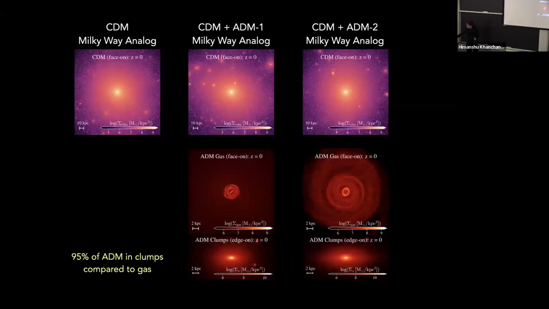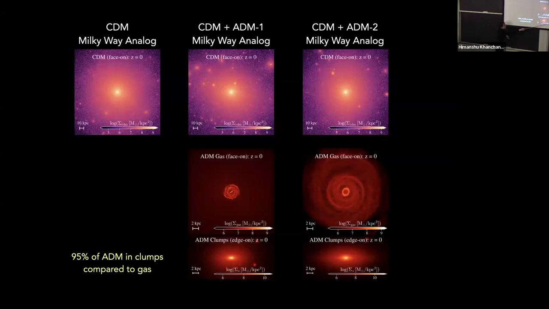However, most of the dark matter in these disks isn't stable. So they fragment apart, and they form these dark clumps. And the dark clumps end up sinking down to the center of the galaxy. And so 95% of the atomic dark matter in these models ends up in these clumps in the center.